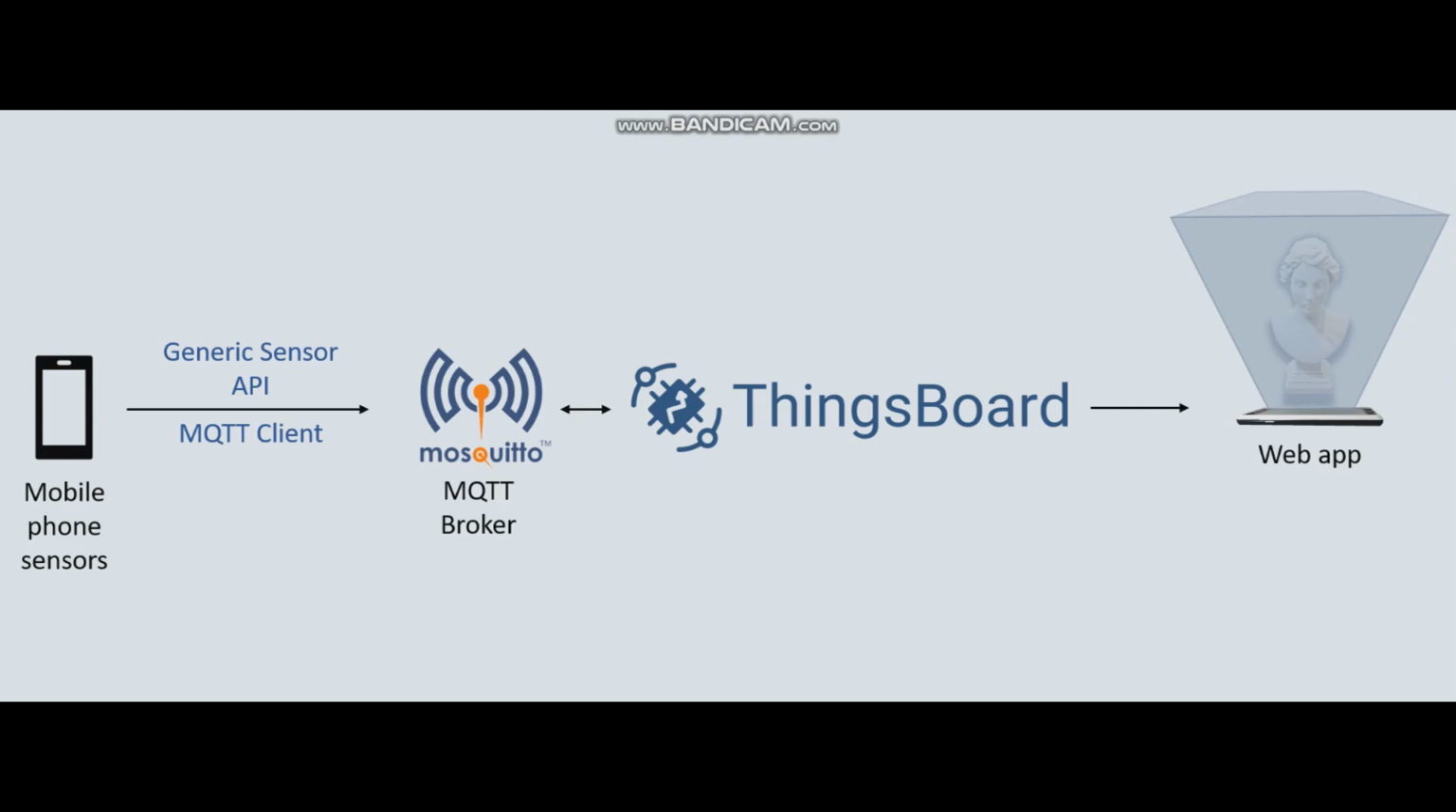Finally, a web page receives the values of the sensors passed by ThingsBoard and uses them to dynamically rotate the 3D graphic models of the sculpture, created with 3JS, in order to realize the images to be projected as holograms.